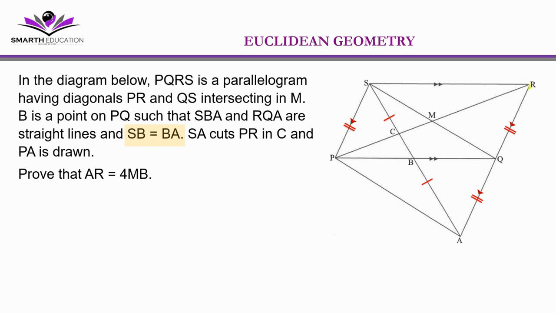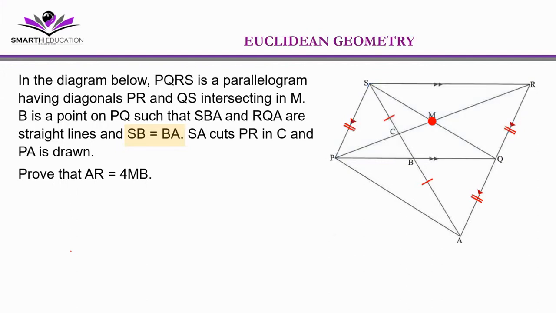We want to prove that this AR is equal to 4 times MB. So we have to construct MB here. PQRS is a parallelogram, meaning that M is the midpoint of PR. It is also the midpoint of SQ because the diagonals bisect each other. The diagonals of a parallelogram bisect each other.